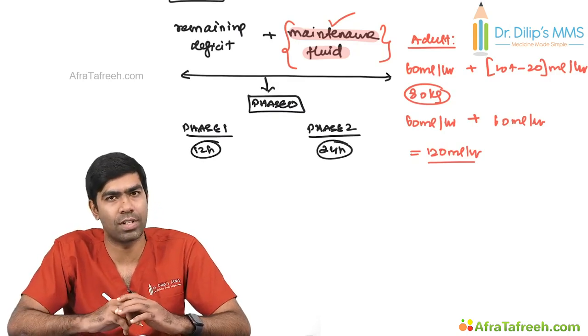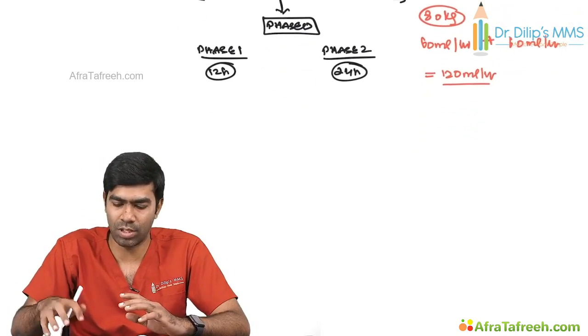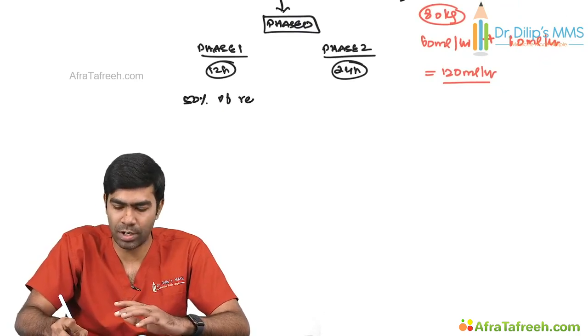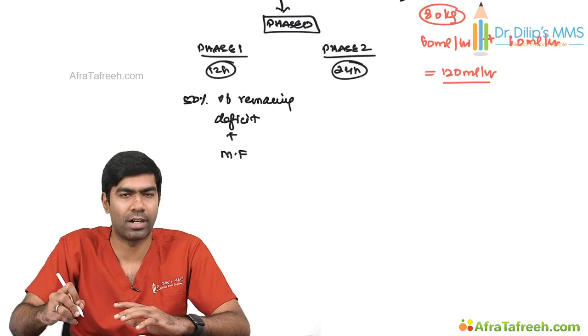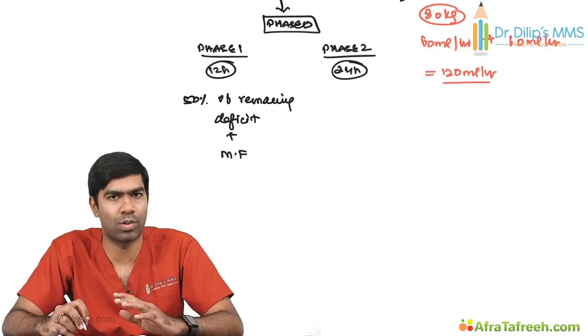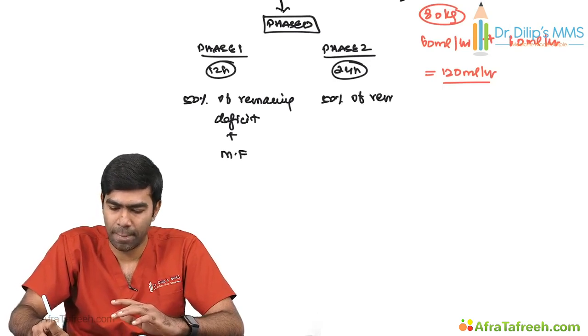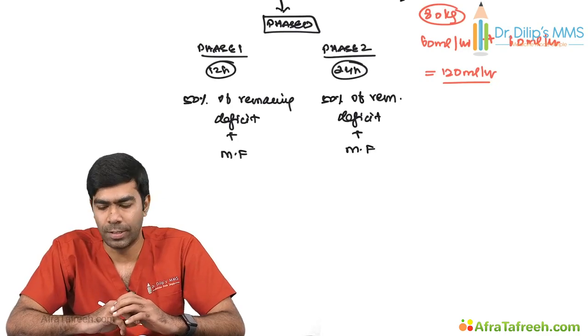So first 12 hours, you will give first phase replacement, and the next 24 hours, you're going to give second phase replacement. In both the phases, you are going to take the remaining deficit and split it by 2, and 50% of the remaining deficit along with the maintenance fluid you have calculated will be given over a period of 12 hours. And similarly, in phase 2, 50% of the remaining deficit along with the maintenance fluid will be infused during this phase. Which we'll be discussing in the form of an example in some time.